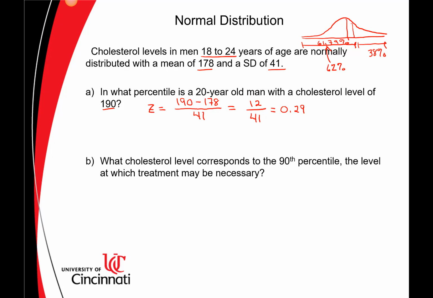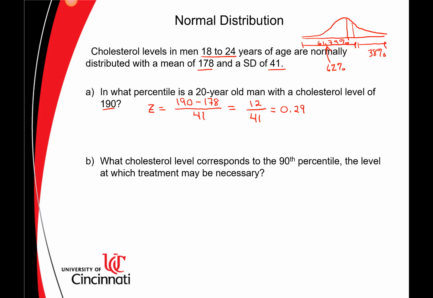The question can be posed the other way around. Okay, what cholesterol level would put you at the 90th percentile? Now, if you're at the 90th percentile, that means that 90% of the people have a lower cholesterol score, which means you're in the top 10%. Does that make sense how the two tails work? Okay, we're going to keep going after that.